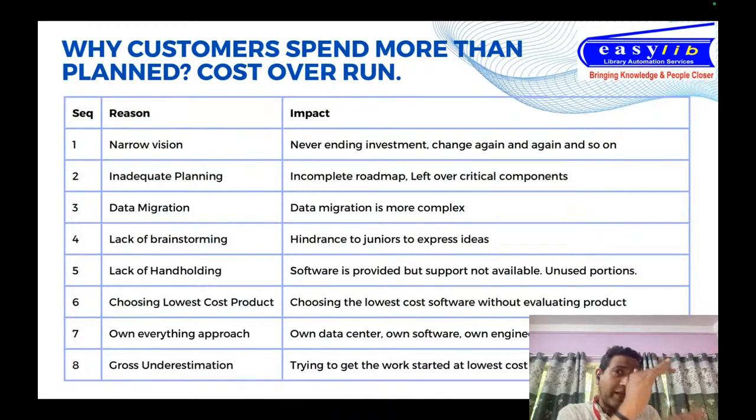The next one is inadequate planning. So you know what exactly you want, but you do inadequate planning here. Sometimes the priorities get mixed. Sometimes what should be developed now is scheduled for a later point in time. Sometimes what is not at all required gets developed first. And in the planning, many critical components are left out. So this is another reason for the cost to overrun, right?